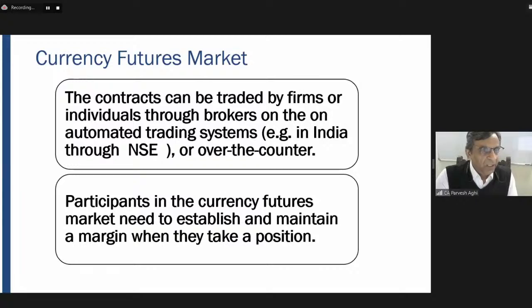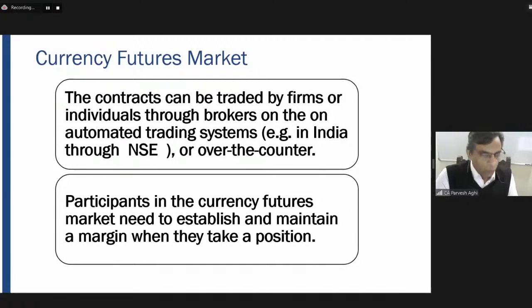Participants in the currency futures market need to establish and maintain a margin when they take a position. So this we have explained, that you have to pay a margin. Of course, this margin will get released after the contract is over, whether you make a loss or profit. Along with that, the margin will get released. Whenever you take a position, you have to maintain these margins. And the margins are currently approximately to the tune of 3% in dollar terms, for the dollar-rupee pair, but it can always change with respect to each currency pair depending upon how volatile the currency is.